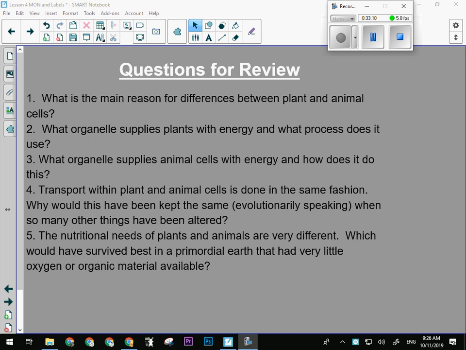And number 5, the nutritional needs of plants and animals are very different. Which would have survived best in a primordial earth that had very little oxygen or organic material available? Plants. The very first organisms on Earth were photosynthetic, because those are the only ones that could survive. There was nothing to eat. There was no organic material that could be digested and used for food. So the first things were able to use sunlight, carbon dioxide, and water, which at that time were very plentiful. So the first organisms would have been photoautotrophs, for sure.